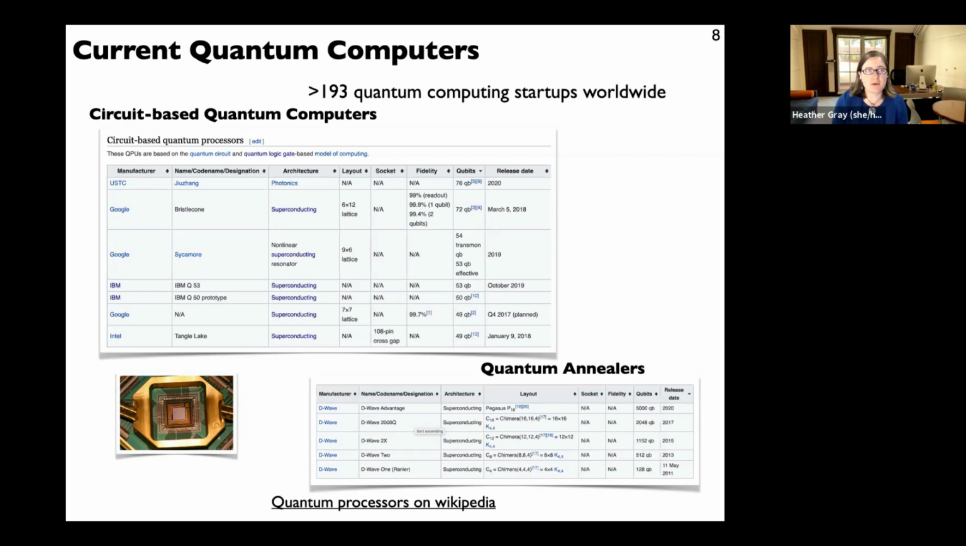There really are a number of different companies which are building these various different quantum computers, and you can see some of the ones that I mentioned here. At the moment, there are actually more than 193 different quantum computing startups worldwide. So it's really an area where there's rapid development from various different countries.